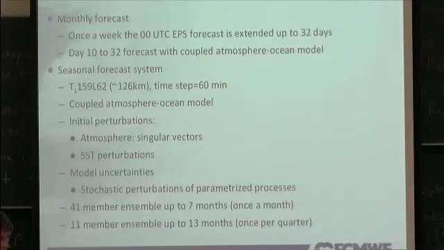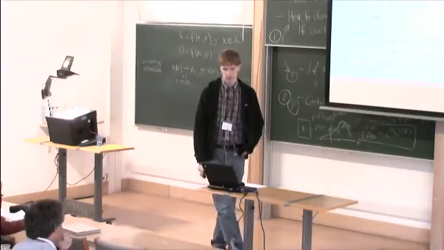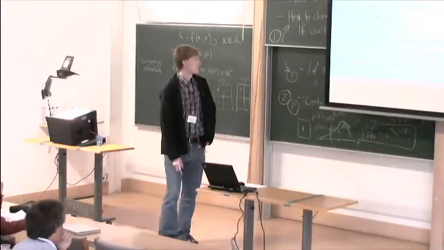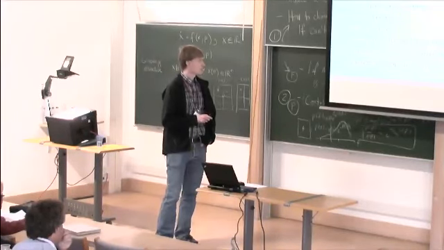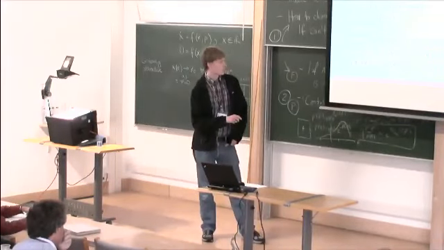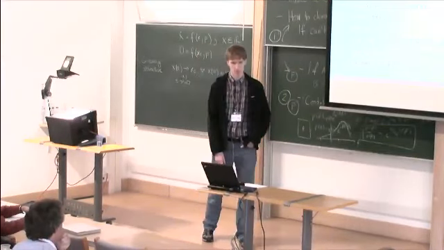And then there are further products. That's the monthly forecasting system. That simply once a week the ensemble forecast is extended up to 32 days, and with the only difference that it is a coupled run with ocean. And then there's the seasonal forecasting system, which has a 130 kilometer resolution. It's of course also coupled to an ocean model. The initial perturbations are again from singular vectors and from sea surface. And there are sea surface temperature perturbations. And there is once a month a 7-month forecast with 41 members, and once a quarter there is a 13-month forecast with 11 members.